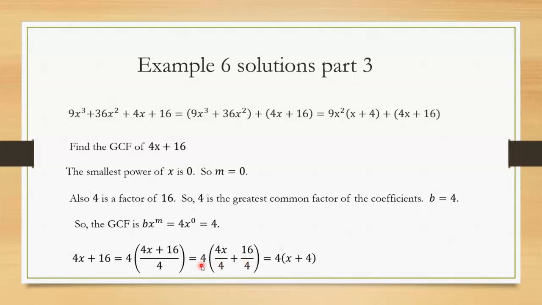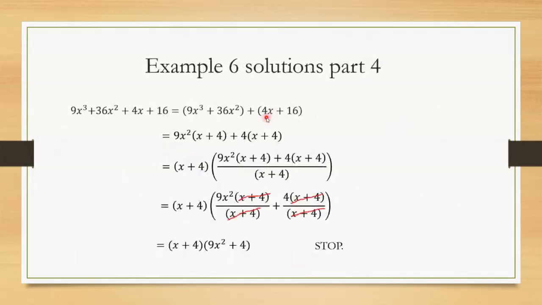So we have 4 times 4x plus 16 over 4. But again, you divide into each term. 4x over 4 is x. 16 over 4 is 4. Okay? So we have that. Let's substitute that in. There's more work here, but once we substitute, we get the second line here.